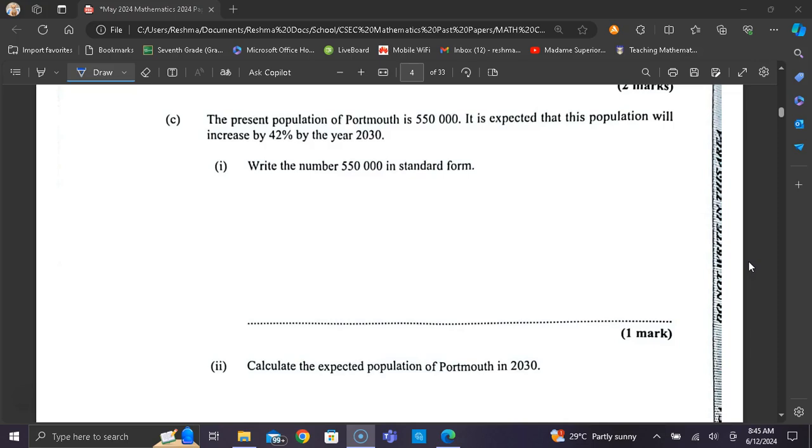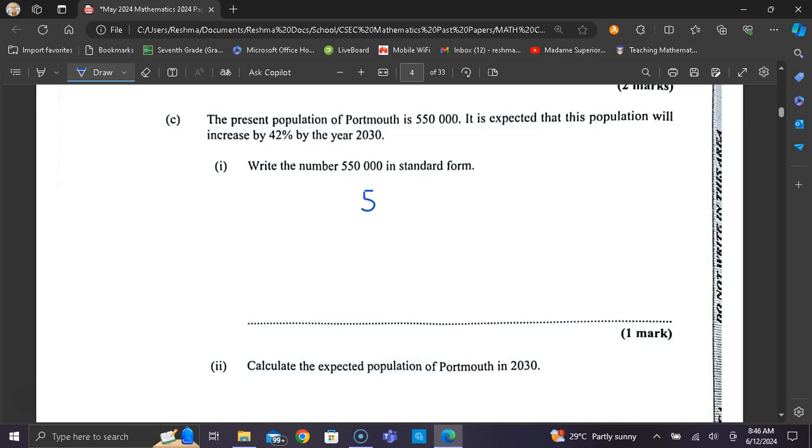So part C, the present population of Portsmouth is 550,000. It is expected that this population will increase by 42% by the year 2030. Write the number 550,000 in standard form, and this is worth 1 mark.